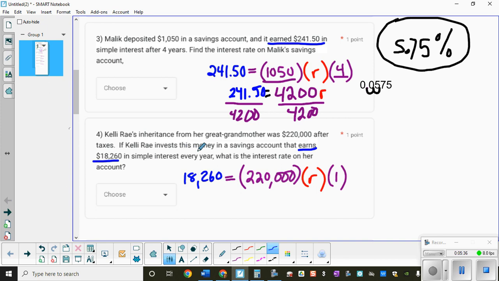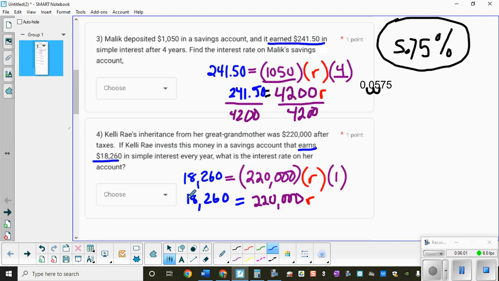And then it says also here every year, so that's why I just put a 1 year here. So similar concept, we would just multiply the purple numbers together, but since 220,000 times 1 is just 220,000, that one's going to be pretty easy. We don't need the calculator. So here we have 220,000 R, and then over here on this side, it equals the 18,260.